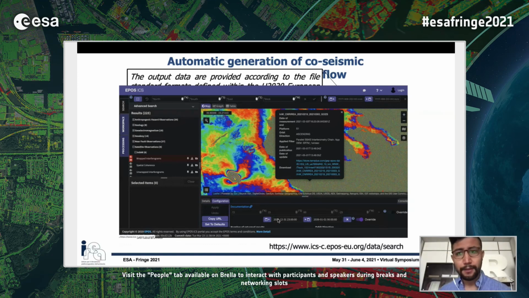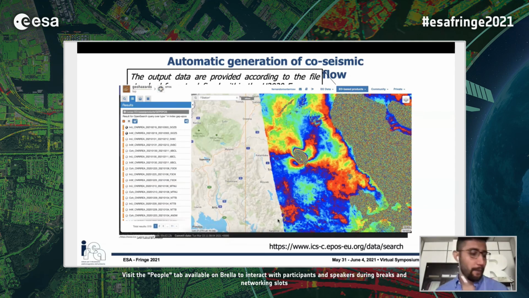This is an example just for the EPOS project, and it's also important to take into account that we have another exploitation platform where it's possible to obtain this information. In this case, we are using the Geohazard Exploitation Platform, the GEP. So it's also possible to download all this data.